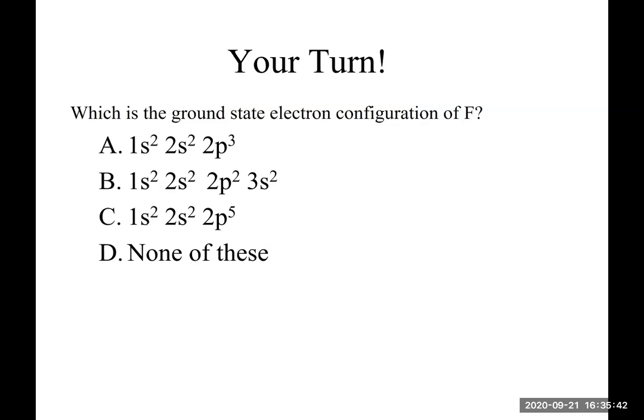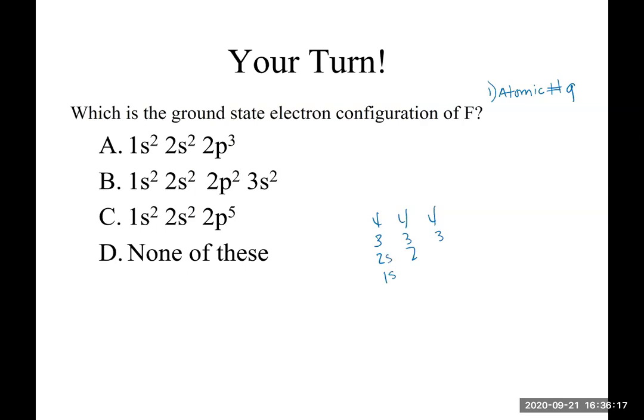So here's a your turn. Which is the ground state electron configuration of fluorine? The first question we have to ask is, what is the atomic number of fluorine? Because we need to know how many electrons we're dealing with. And fluorine is atomic number 9, so we have 9 electrons to work with. We can use the Aufbau principle. We could say 1, 2, 3, 4, 2, 3, 4, 3, 4.